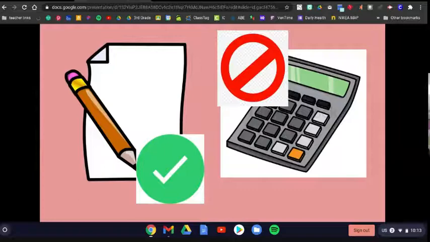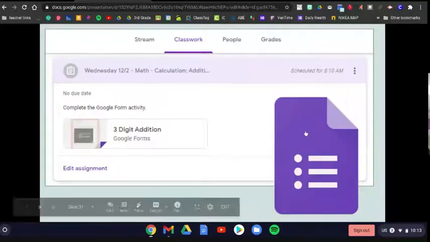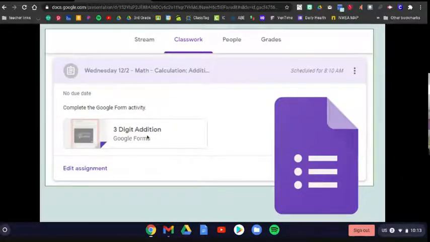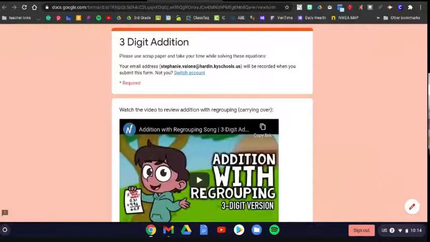A calculator is a tool to help you check your answers, but a calculator is not going to help you learn. So you're going to take out your pencil and paper, write down those math facts, and then check your answers. Your Google form activity is in the Google Classroom, where it says Wednesday 12-2 math. It says 3-digit addition, and it's orange, and it looks like this. Use scrap paper and take your time to solve these equations.